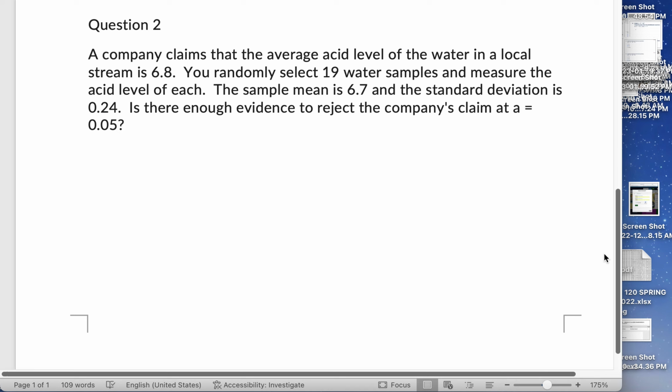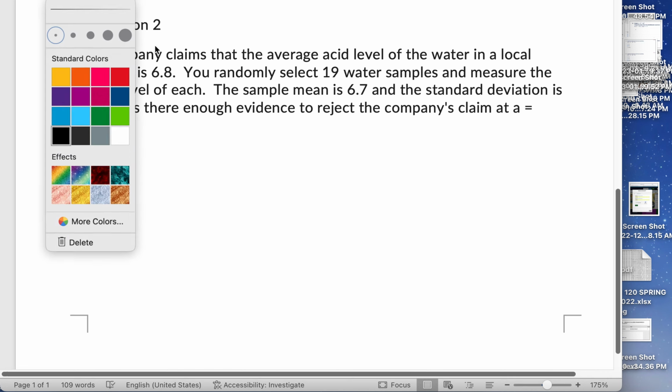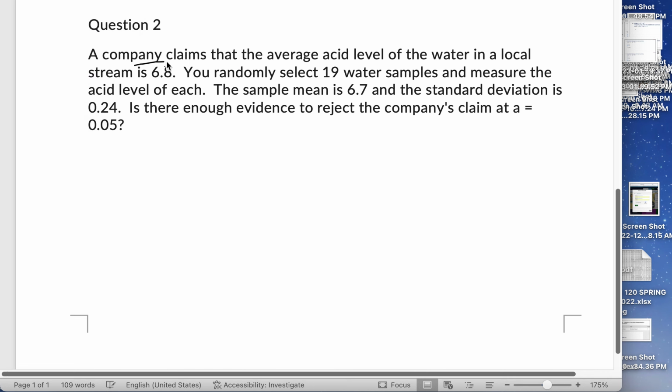It says a company claims that the average acid level of the water in a local stream is 6.8. So here's my important sentence as I get started. They claim that the average is 6.8. As I continue to read in this paragraph, there is nothing here that indicates greater or less, increase, decrease. There's nothing like that.